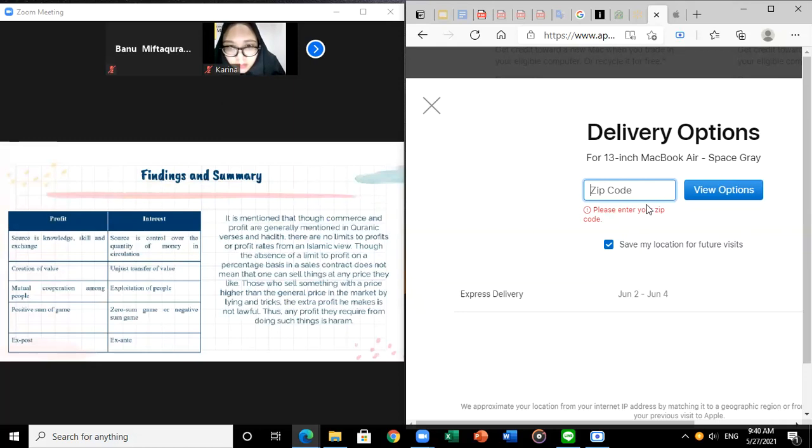Okay, I will continue the material regarding the findings and summary. In order to research the findings of this paper, the methodology done by the authors is to look into all the authentic hadiths and the views from different mazhab pertaining to profit and interest. The model on the difference between profit and interest can be seen on the table. As you can see, interest yields more negative effects than the profit model, whereas profit boosts creation of value. In interest, there is an unjust transfer of value, etc.